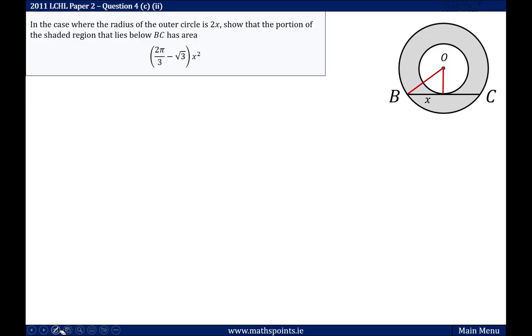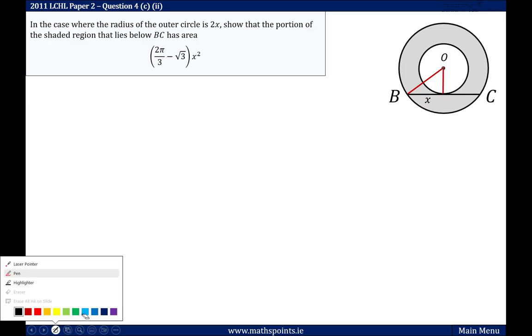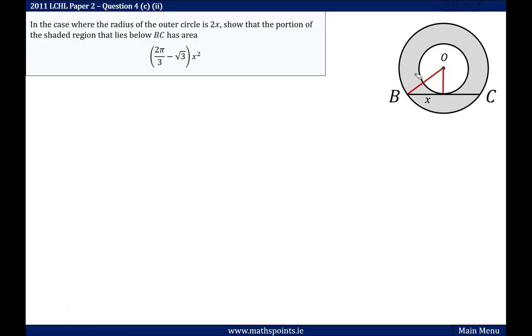The second part of this question is tricky, and let's see what we're being asked first of all. So in the case where the radius of the outer circle is 2x, so let's fill in 2x here. They're saying in that case, show that the portion of the shaded region that lies below BC has an area of (2 pi over 3 minus root 3) on x squared. So let's color it in light blue. So we're being asked to show that this light blue region below BC has this area given here.